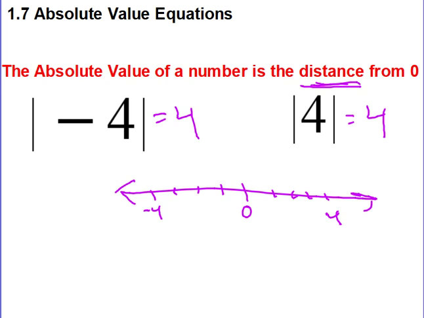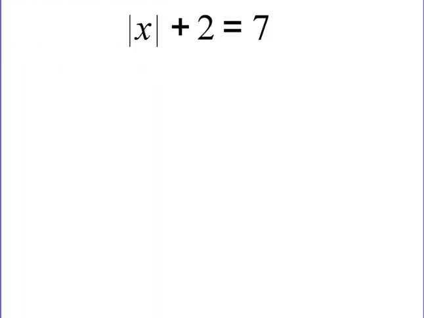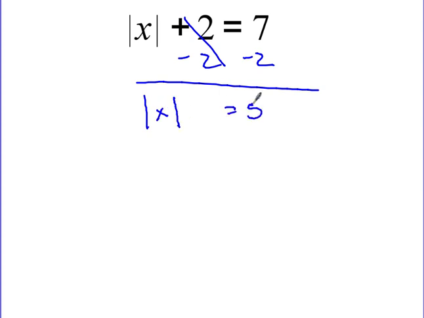So when we're solving an absolute value equation, let's say I have the absolute value of x plus 2 equals 7. So I have the absolute value of a number plus 2 is equal to 7. If I were to solve this equation, we do what we normally do, the inverse operations. Because this is plus 2, I want to subtract 2 from both sides. I'm left with the absolute value of x is equal to 5.